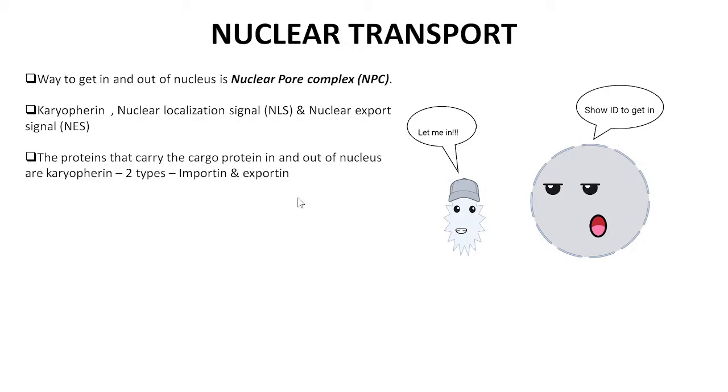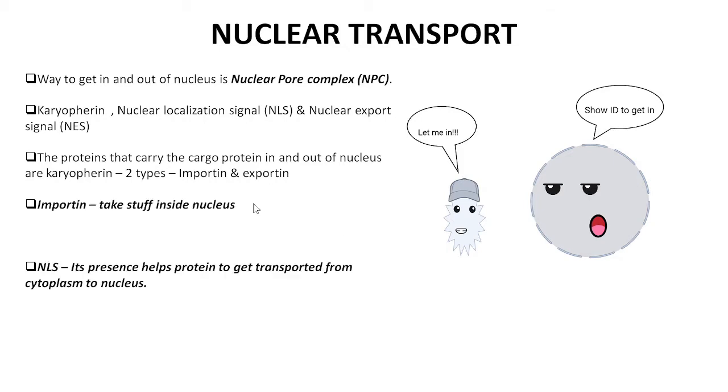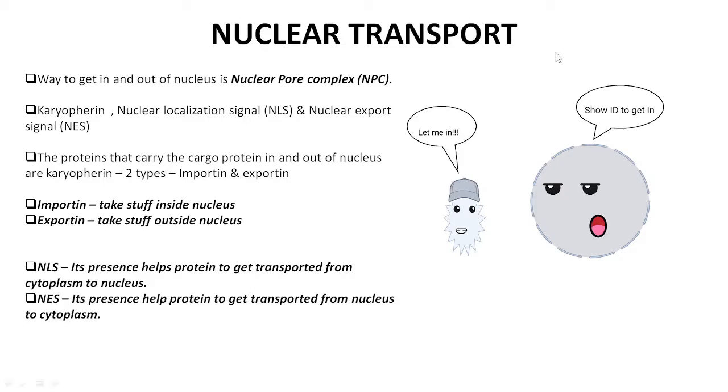Nuclear localization signal is present on proteins which need to be transported from the cytoplasm into the nucleus. Importin binds to only those proteins which contain the nuclear localization signal and transports them from the cytoplasm into the nucleus. And exportin, on the other hand, binds to only those proteins which contain the nuclear export signal and transports them from the nucleus to the cytoplasm.